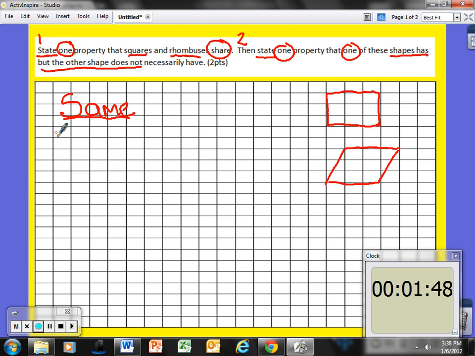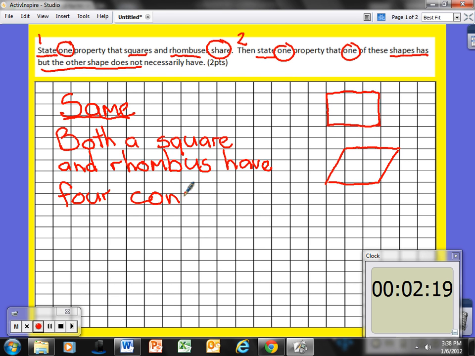So both a square and rhombus have 4 congruent sides. Congruent means same measurement.